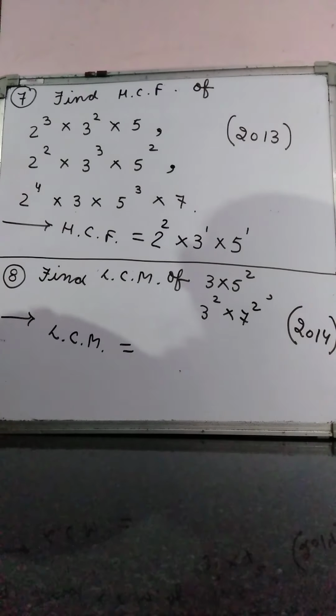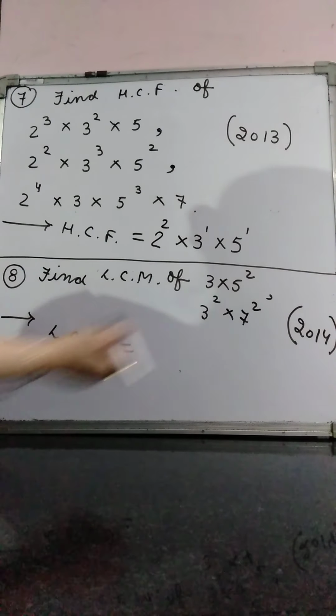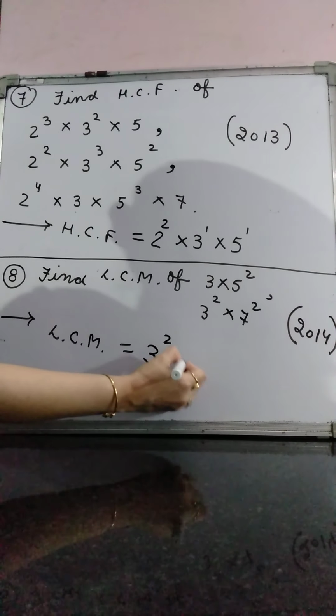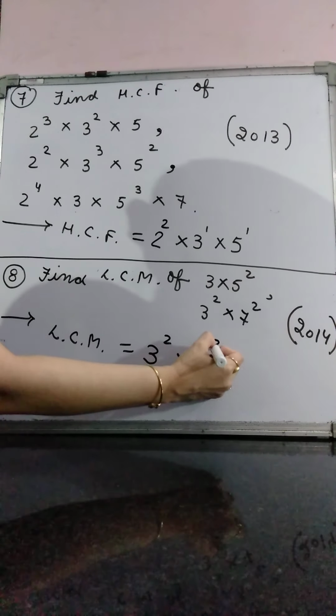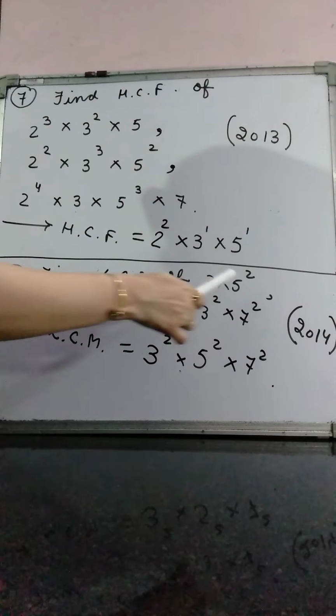Now look at question number 8. Find the LCM of these terms. Among the powers of 3, which is the largest power? 1 into 2. Then write 5 square and 7 square for LCM. In LCM, we include these terms.